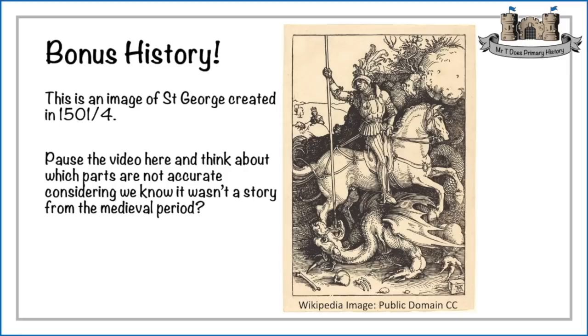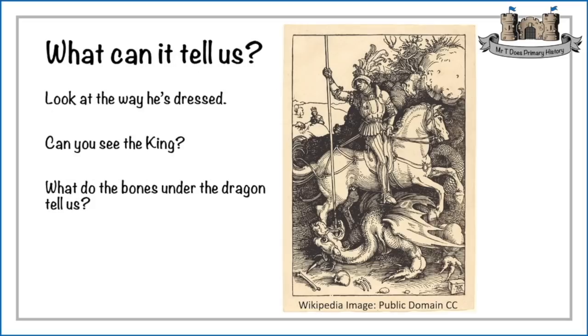Now that you've come up with some ideas, let's have a look at what we can learn from the source and the things that probably aren't very accurate. Number 1, look at the way he's dressed. He's dressed in armour like the knights from that period of history would wear. Not a Roman, but it shows what people of the time would look like.